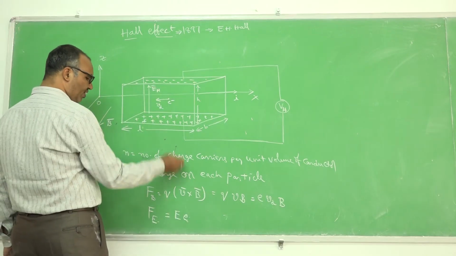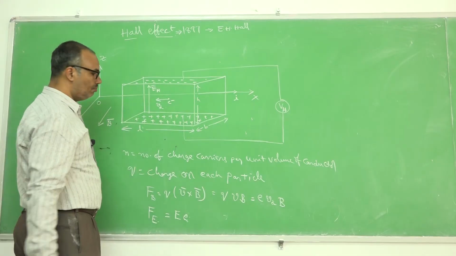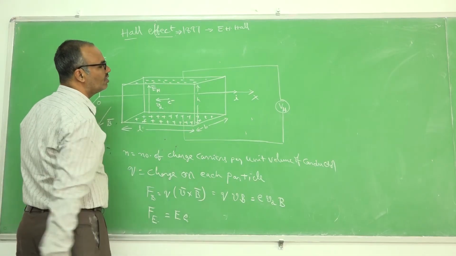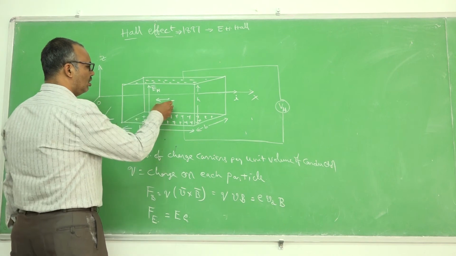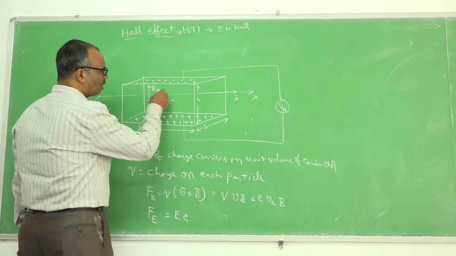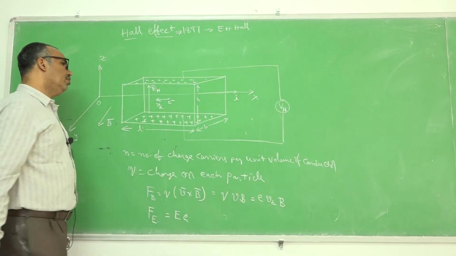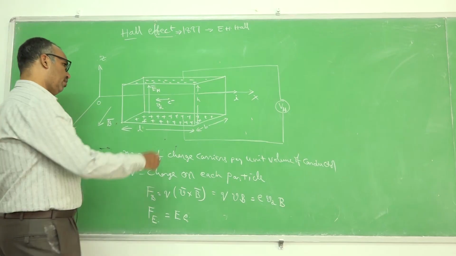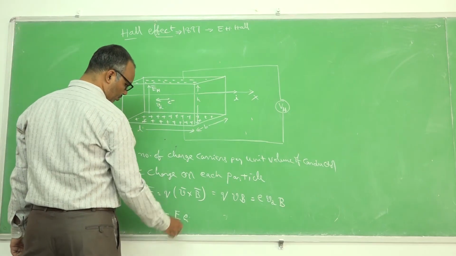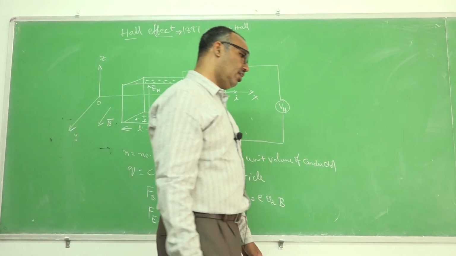This EH is different from this E. This E is the applied electric field, the electric field which is responsible for the passage of current here. That electric field will apply a force on this electron whose magnitude is given by eE.